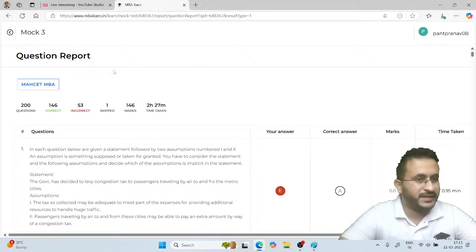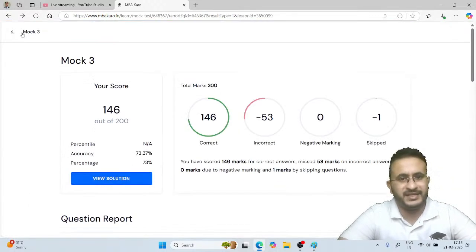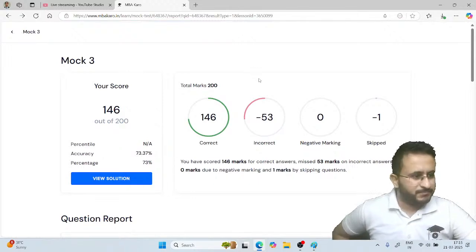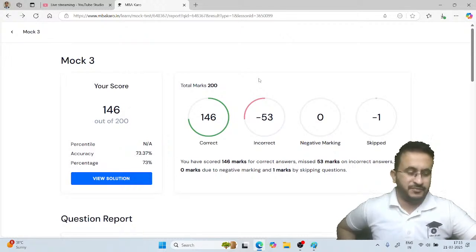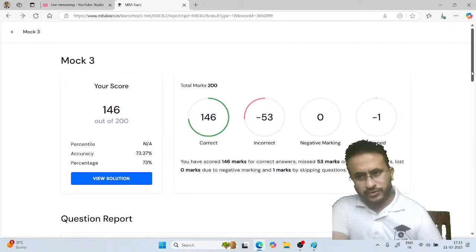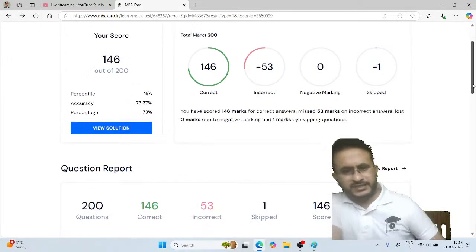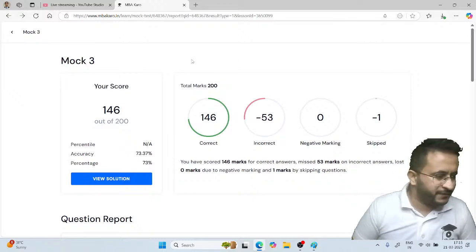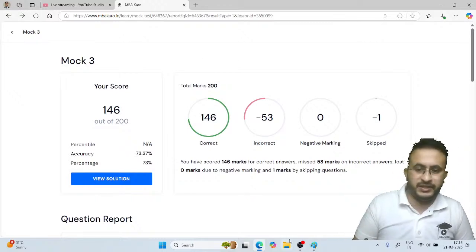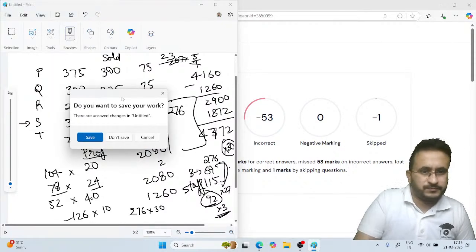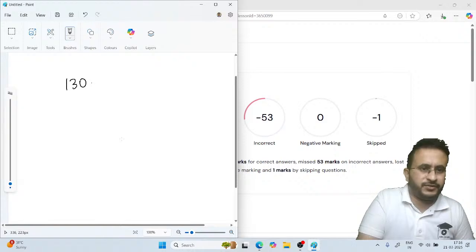So I would say that in this test, if someone gets a score of 130 plus, that will be considered a very good score, because this was on the difficult side. Some of it obviously would have been guesswork as well. So in this test, 130 plus will be a good score. 130 plus is coming, so that's a great score.